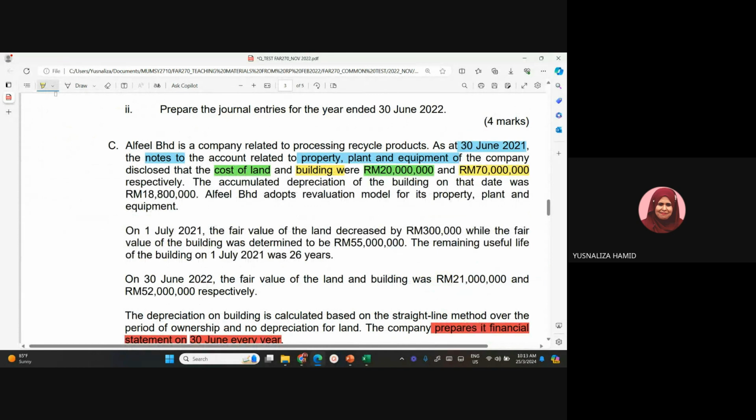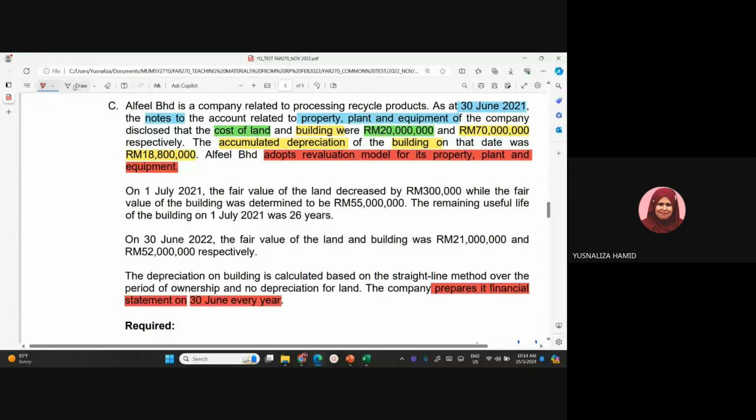And at the same time, you have the information at the bottom here on the accumulated depreciation of building. On that date, which refers to 30th of June, it was 18.8 million. So you have the cost of the building, which is 70, and the accumulated depreciation is 18.8 million. The cost of the land has no accumulated depreciation, because land is a non-depreciable asset. One more important thing is that the company here, Alfil, adopts the revaluation model for its PPE. So let us look at the information on revaluation here.